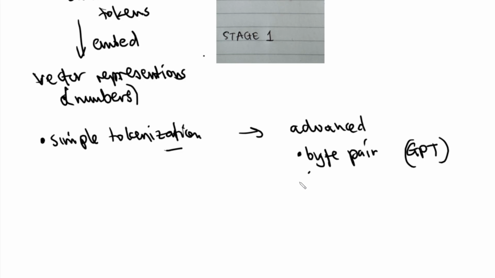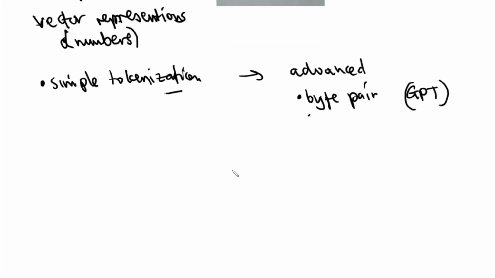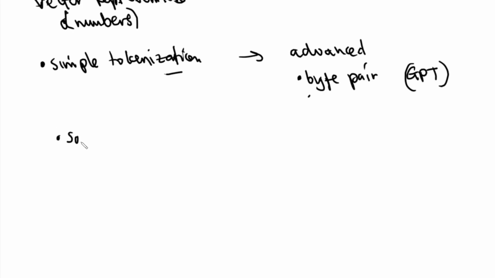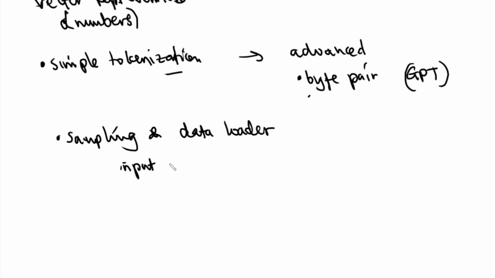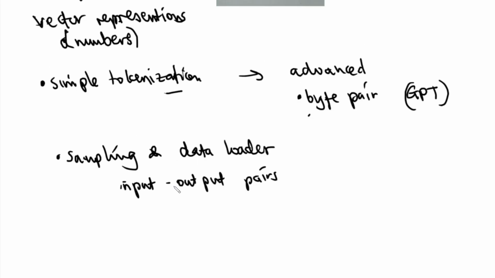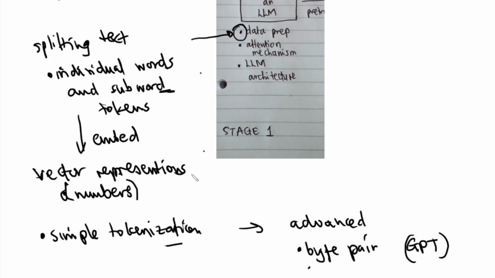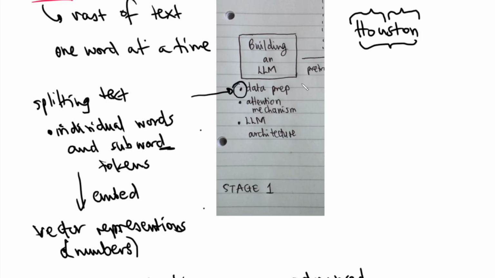And then after that, we are going to look at how we implement some sampling, and creating a data loader to make it more efficient and make it easier to create some input output pairs that we are going to use to train our model. So that is what we are going to focus on in this section. We are going to focus on that data preparation stage, which is quite critical.